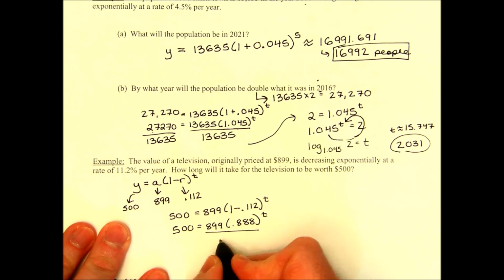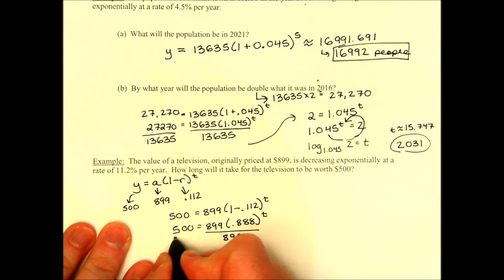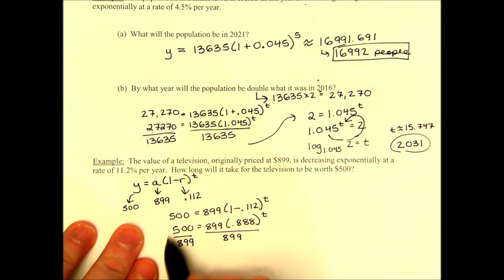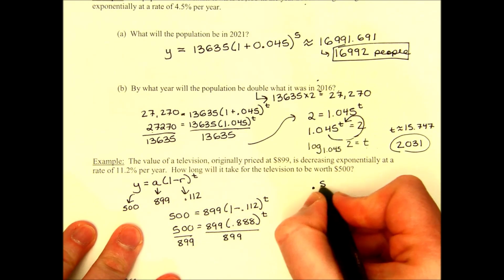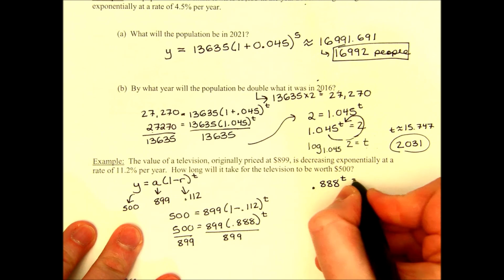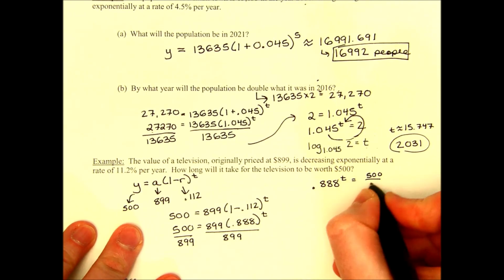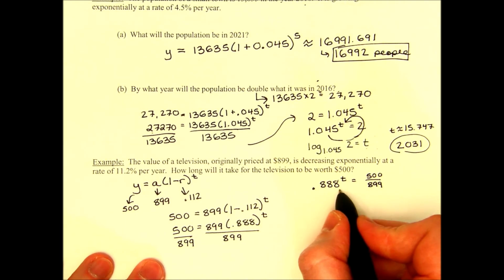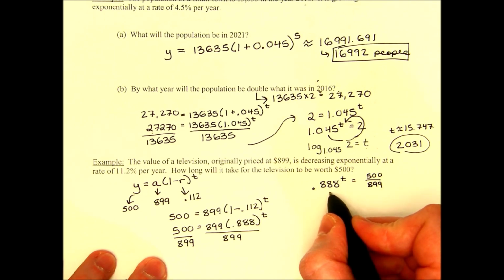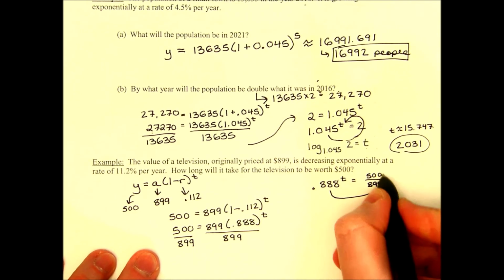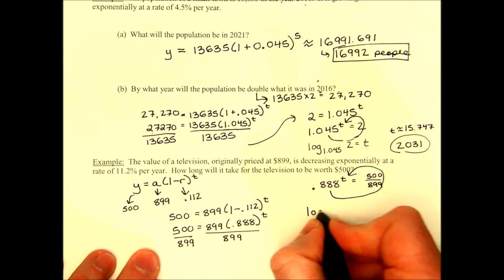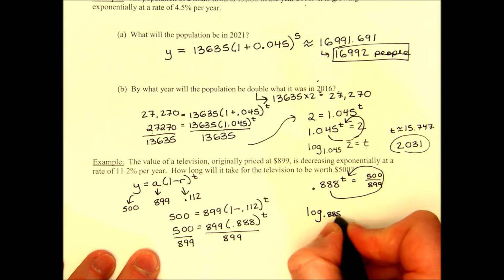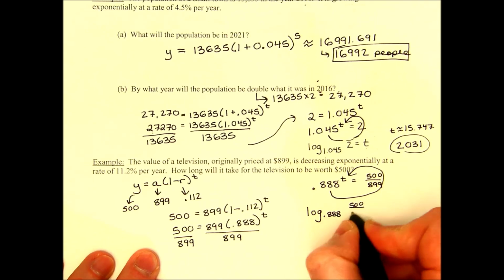I'm going to get the exponential part by itself, so I'm going to divide both sides by 899. It doesn't give a nice even number, so how about I just leave this as a fraction? And I'm going to get 0.888 raised to the t equals 500 over 899. I'm now going to go into log form. I'm in exponential form here. I'm going to write it in log form. Log base 0.888 of that fraction equals t, log base 0.888 of 500 over 899 equals t.